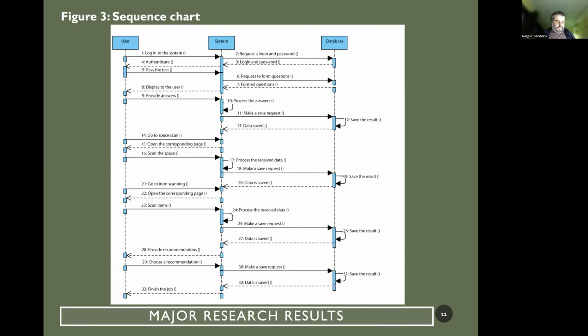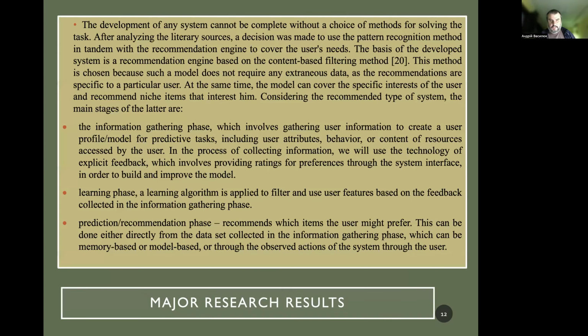In order to display the features of the interaction between individual objects, a sequence diagram was constructed. It shows three system objects: user, system, and database. After logging into the system, the user begins to go through the main flow in the system: passing the test, scanning the space, scanning objects, and receiving recommendations.